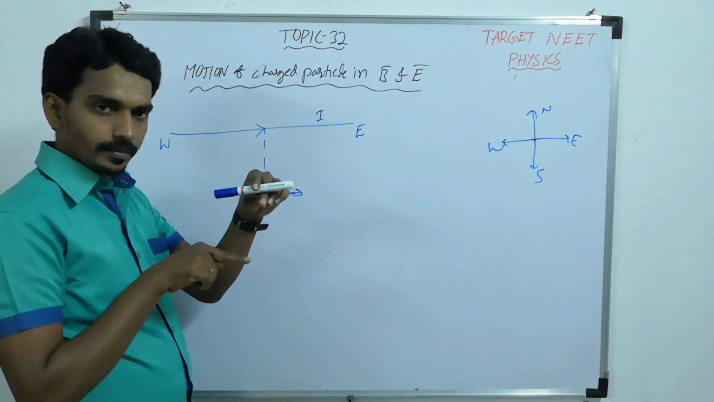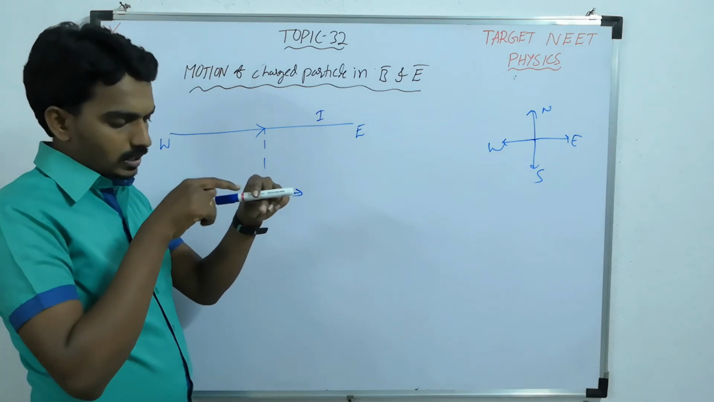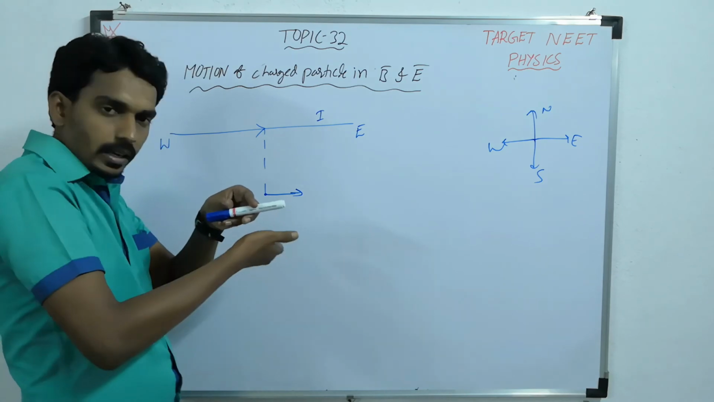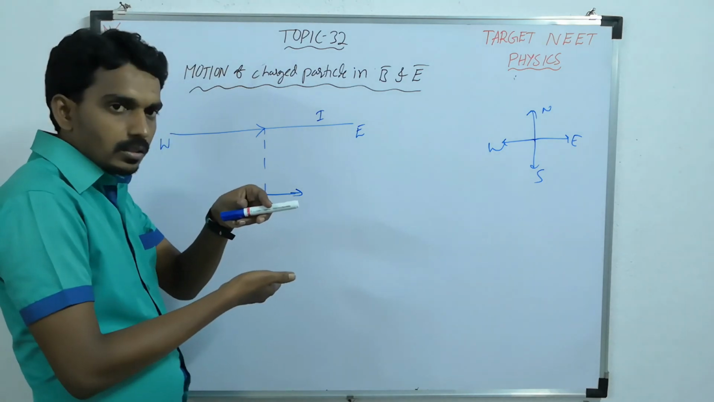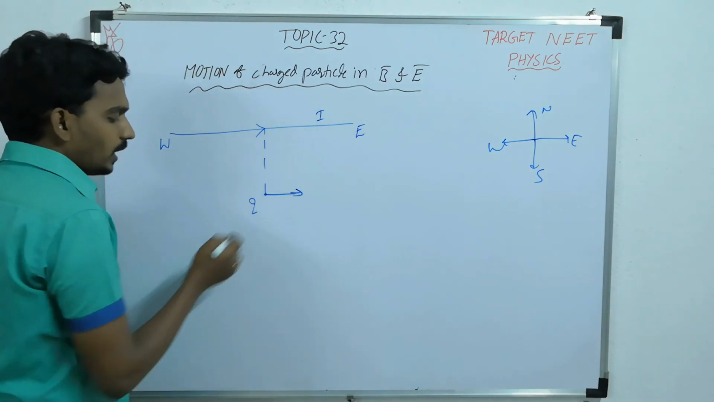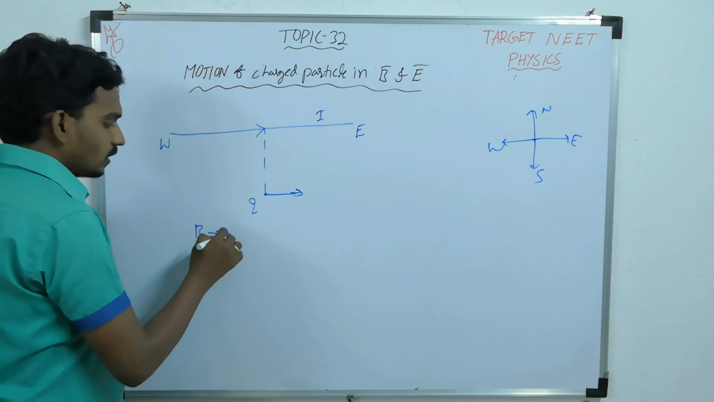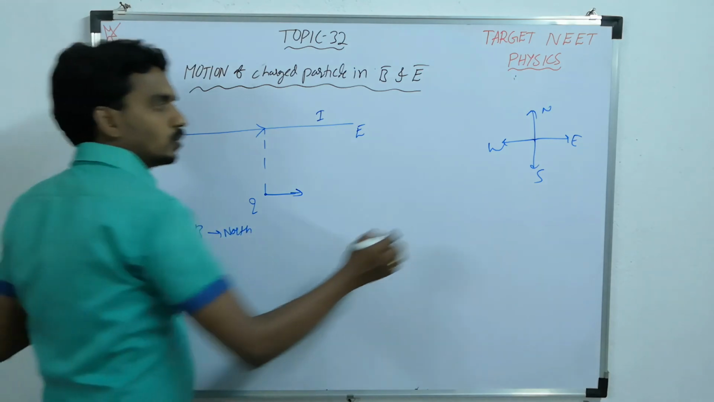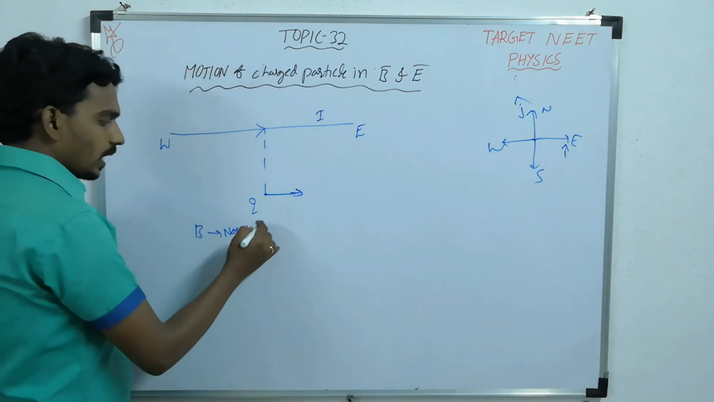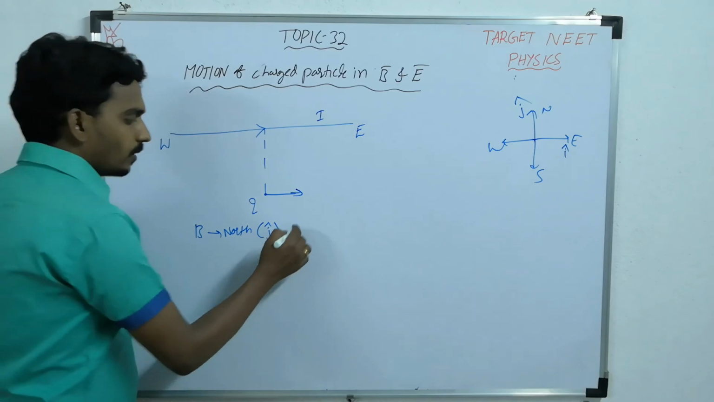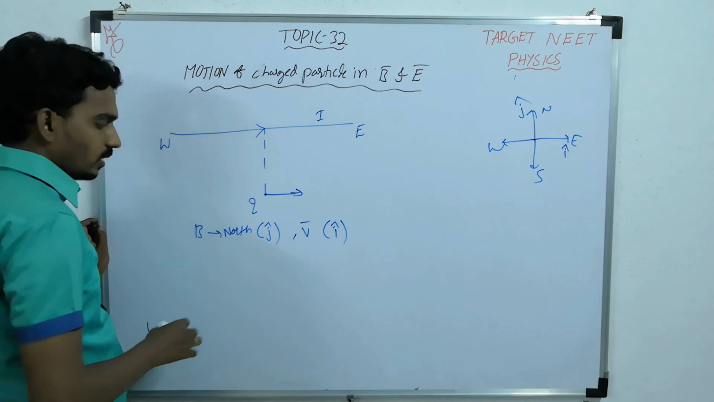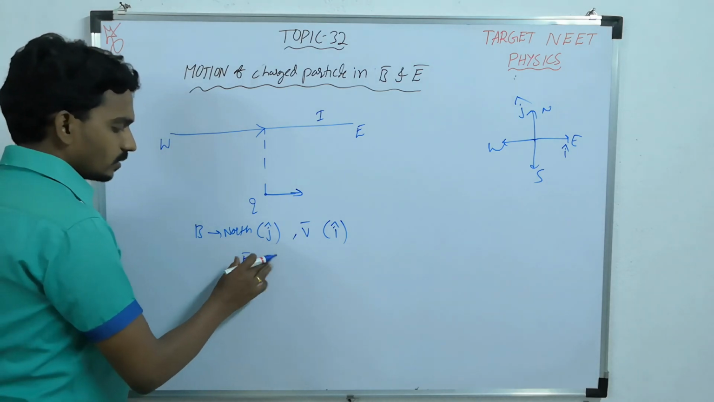Now due to this current carrying wire there is a field. What kind of field? This side. What is this side? North. So there is a field along north. Usually you take this as I cap, this as J cap. So the field is along north and the velocity is along I cap, X axis, east. Then what is the force direction?